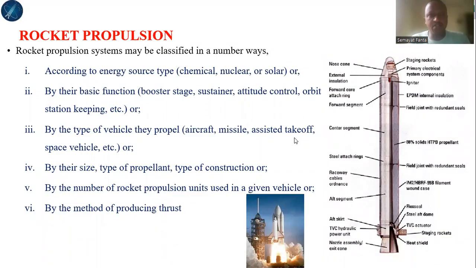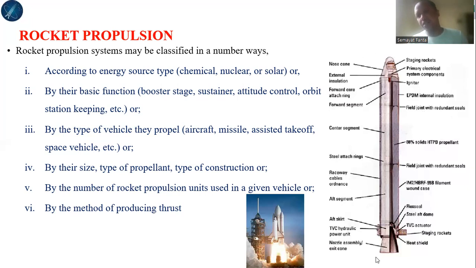So in rocket propulsion we have various methods of classifying rockets. These are some of the classification methods that we can use to classify the rocket and its propulsion system: energy sources, type of vehicles, the basic function of the rocket, whether it is a booster or sustainer, the size of the rocket, the number of rocket propulsion units, and the method of producing thrust. Based on this, we classify rockets into different categories.